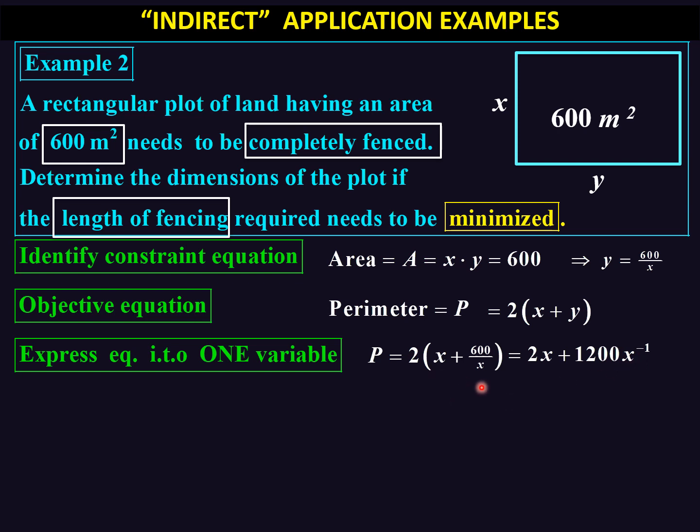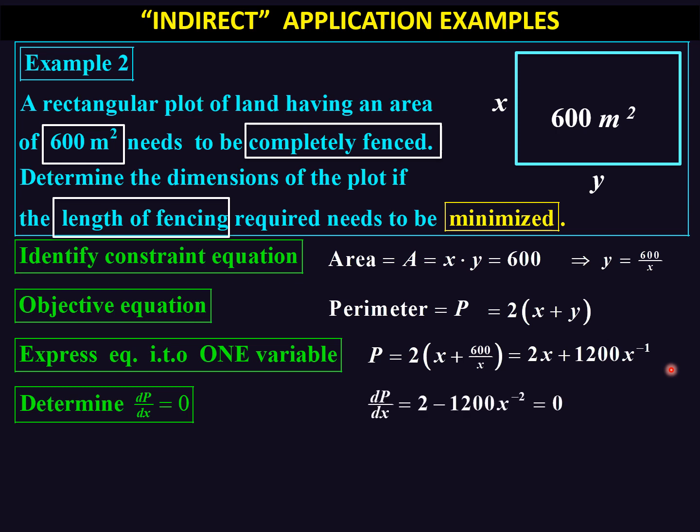But instead of dividing by x, we can write it as x to the negative 1. It's much easier to differentiate if we have a power there and a power there. So let's differentiate and equate it to 0. I use the dp dx notation here. So that gives me 2 minus 1200, and x to the negative 1 becomes x to the negative 2. Just be careful with this equation, it's not a linear one.